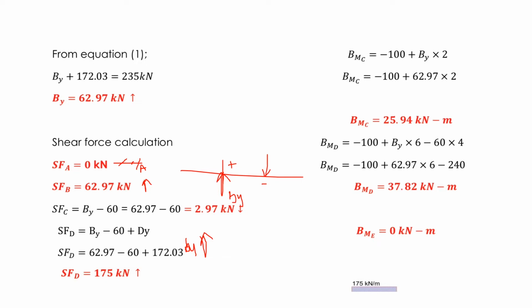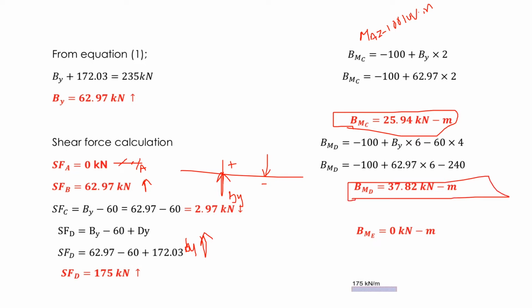At the moment of A, MA is normally equal to 0, negative 100, and at B, the moment MC is equal to negative 100 kN meter. So we find BC is equal to 25.94 kilonewton meter, and then BMD equal to negative 37.82 kilonewton meter, and lastly BME is equal to 0. There is no load acting on BME.